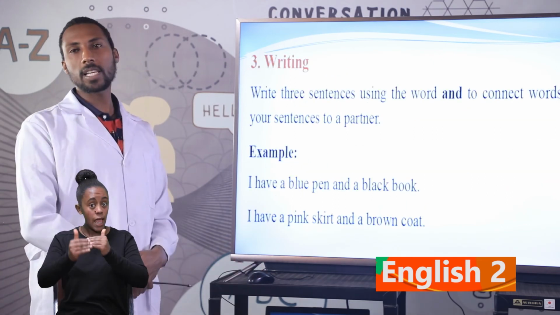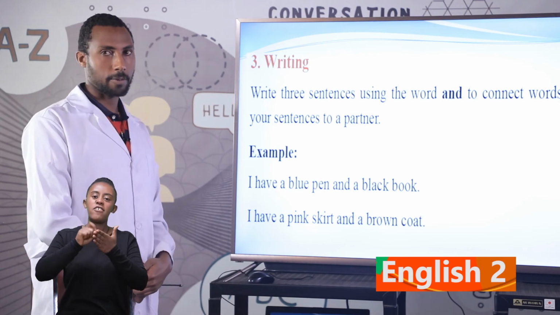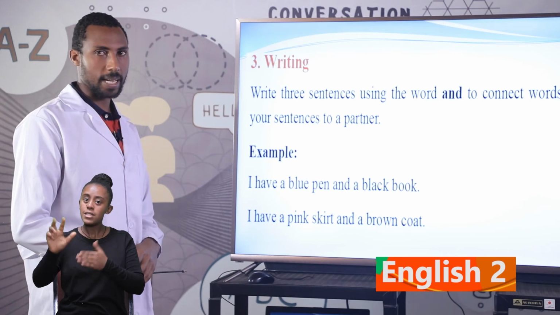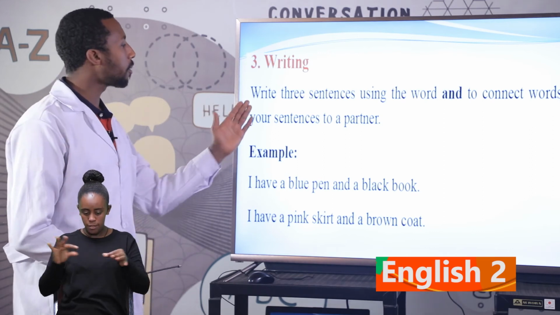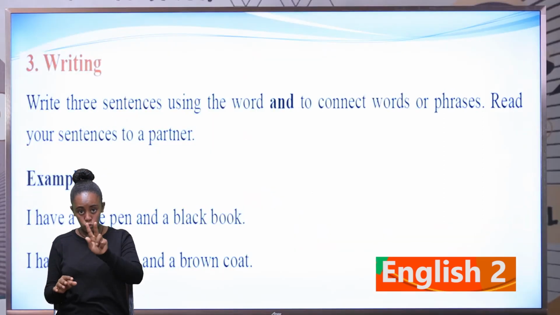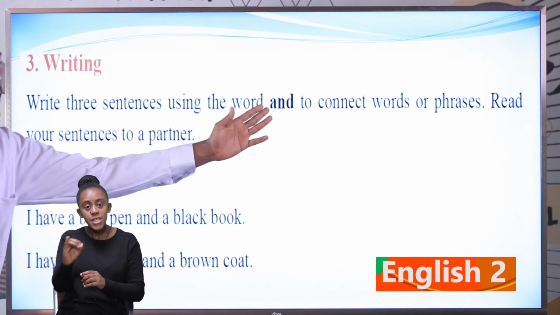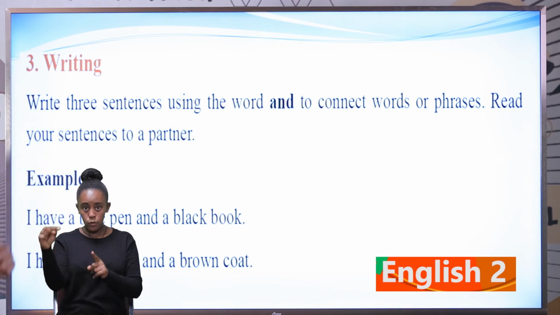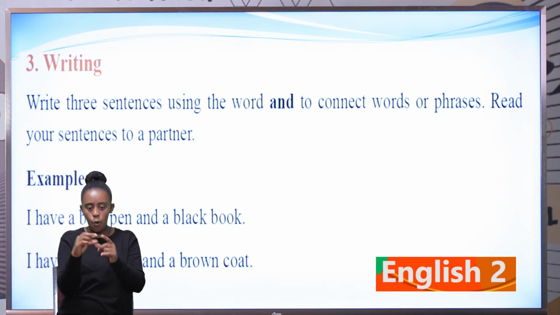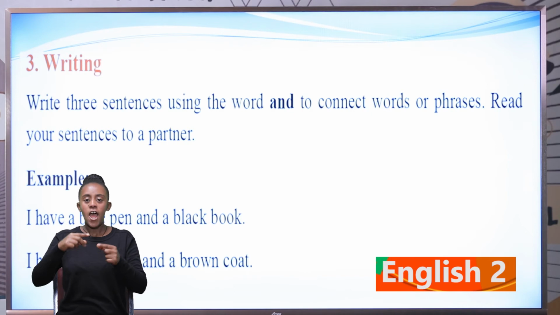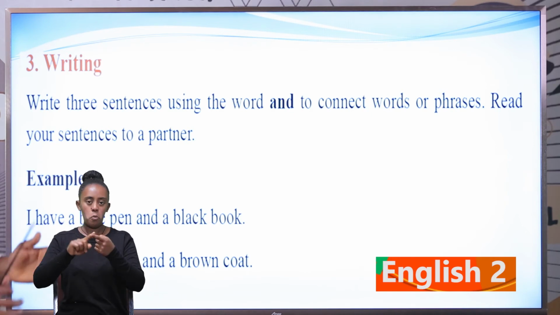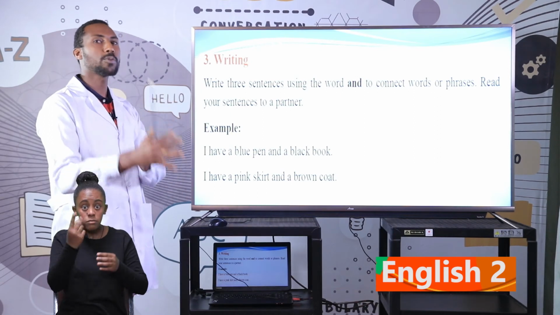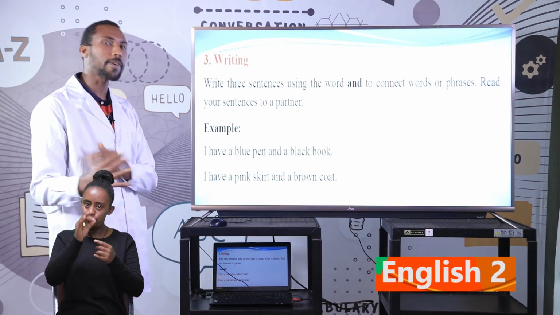The next point is a writing activity. Write 3 sentences. Look at the direction, students, carefully. Write 3 sentences using the word and to connect words or phrases. Read your sentence to a partner. First, you have to create 3 sentences by using the word and, and you have to read them for your friends.